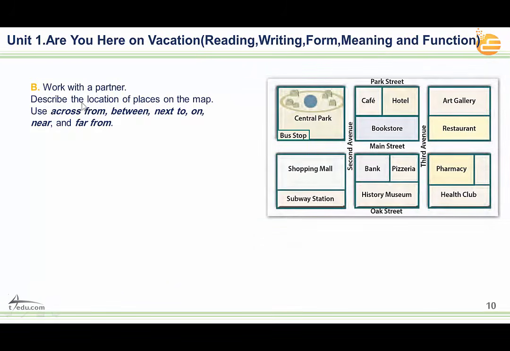Work with a partner. Describe the location of places on the map. Use across from, between, next to, on, near, and far from. I will give you some examples, okay? After that, you can practice. After we finish our class, you can give more or write more descriptions, okay? For example, let's say the bus stop is across from the shopping mall. Okay, let's take a look. This is the bus stop and this is the shopping mall. So the bus stop is across from the shopping mall, in front of the shopping mall.